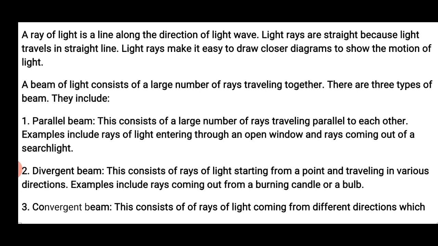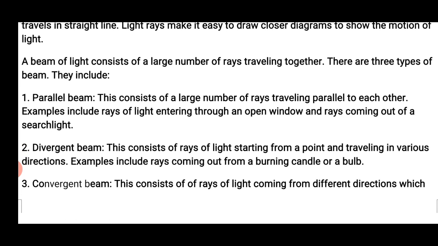That is, the rays of light can never meet, either from the beginning or at the end. So they travel along the same path and they will never meet, just like parallel lines. Parallel lines are lines that can never meet. So a parallel beam of light consists of rays of light that are traveling parallel to each other. Examples of parallel beam are rays of light entering through an open window, and rays coming out of a searchlight.